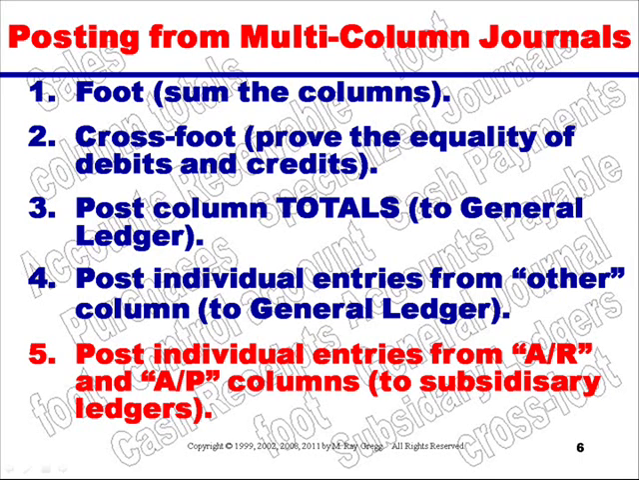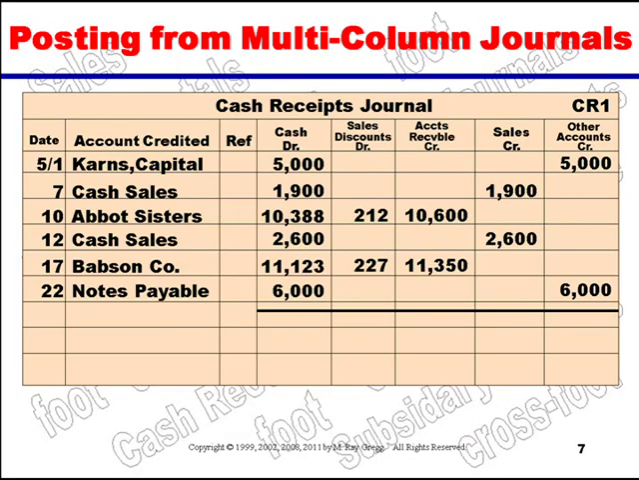If the name of the column is accounts payable, then it's some creditor that you bought from that you need to post to. If it's accounts receivable, then there's some customer's name given in the accounts receivable ledger, and you would need to post to that account. There is a simple example on the last page of the handout for us to go through to demonstrate these steps. Foot, cross foot, post column totals wherever you can, post individual items from other, post individual items from columns called accounts receivable and accounts payable. Let's take a look at the sample.